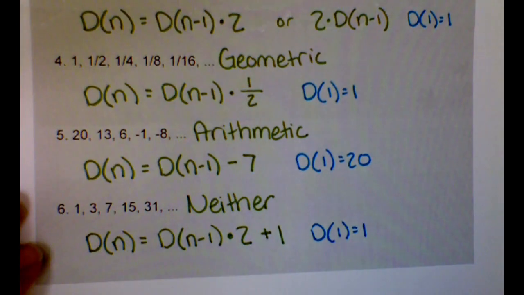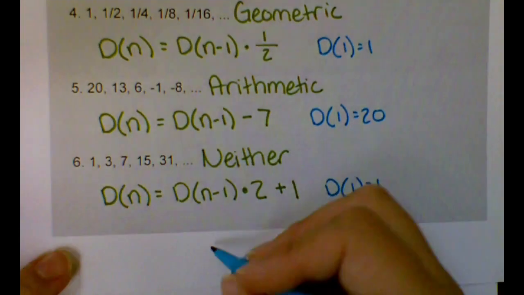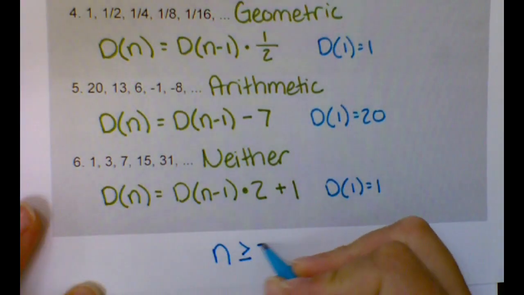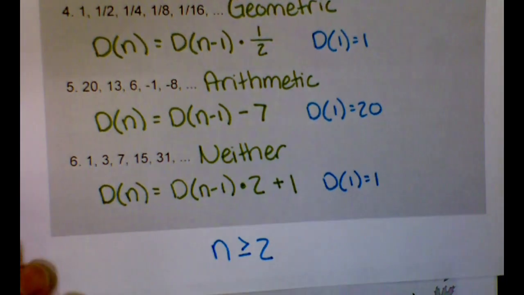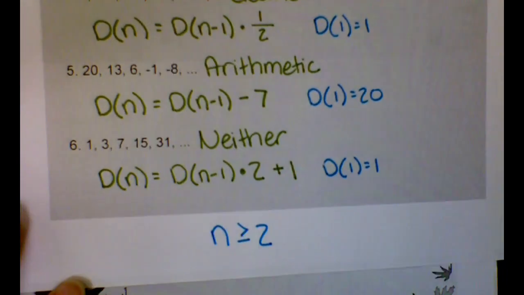Remember also that we should always state what n should be. For all of these, n has the same rule. N was greater than or equal to 2. We could use 2, 3, 4, 5, any whole number of n and make it work.